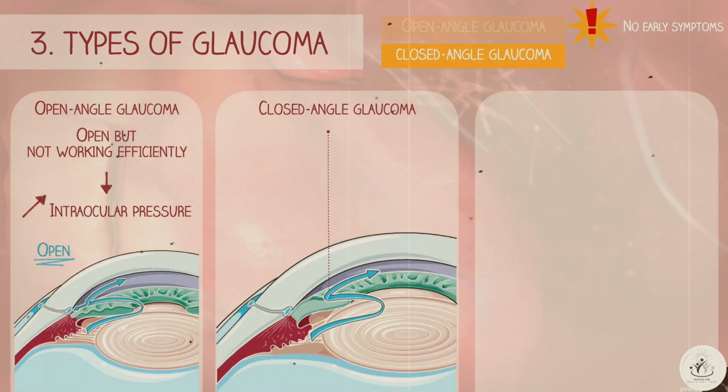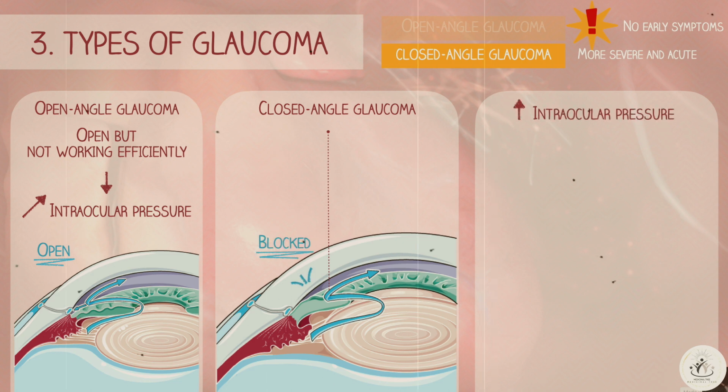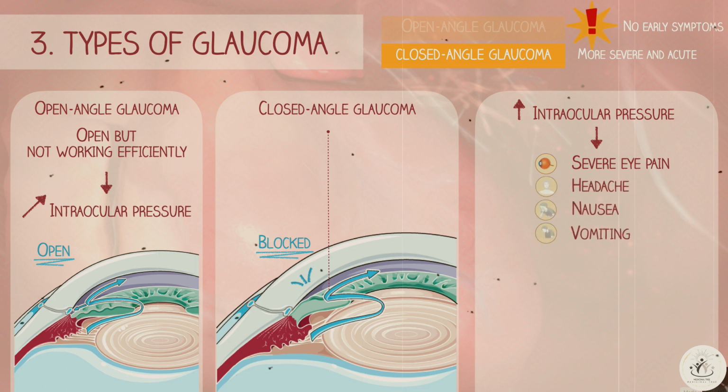Closed-angle glaucoma, on the other hand, is far more severe and acute. In this case, the drainage angle in the eye becomes blocked, preventing the aqueous humor fluid from properly draining out of the eye. This blockage causes a sudden increase in intraocular pressure, leading to symptoms such as severe eye pain, headache, nausea, vomiting, and blurred vision.